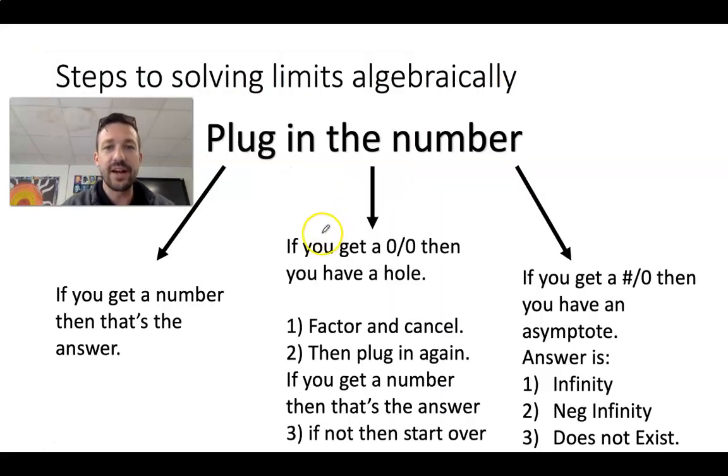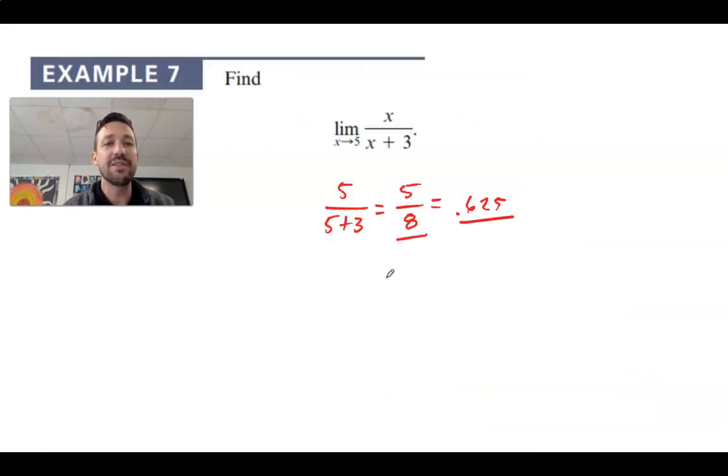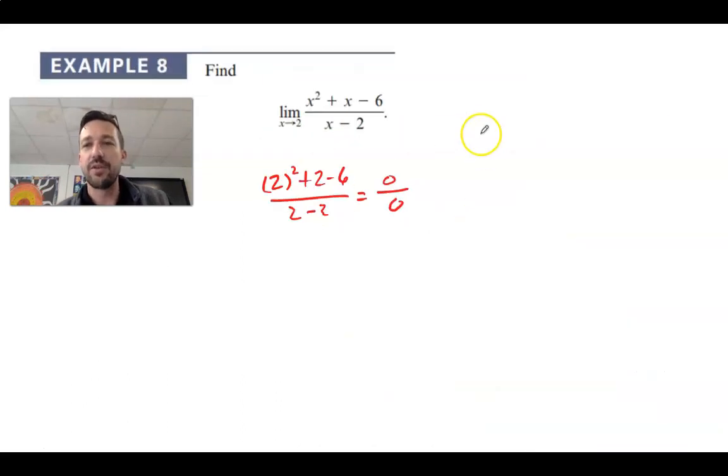remember what that means here. I got it right here. If you get a 0 over 0, then you had a hole. Okay, so that looks like a graph that has a big hole missing out of it. And what we need to do is get rid of that hole. Okay, so if you're like, what are you talking about with a hole? I don't remember anything like that.